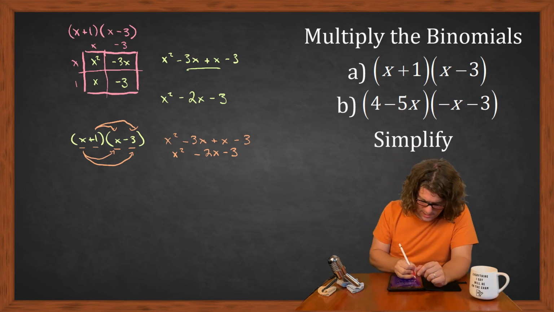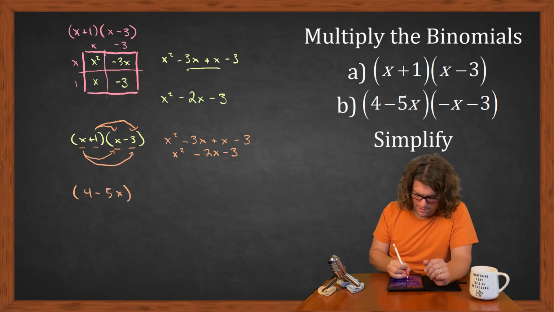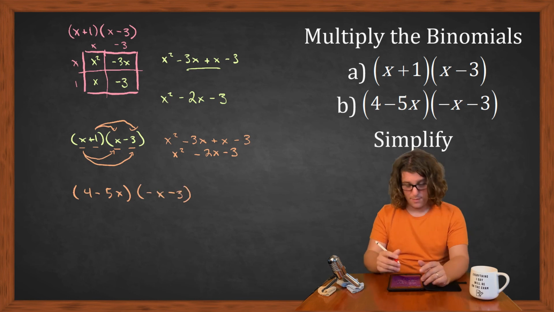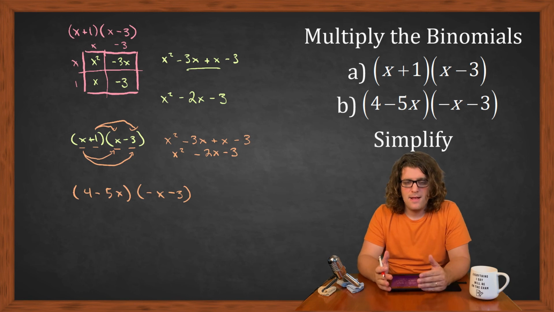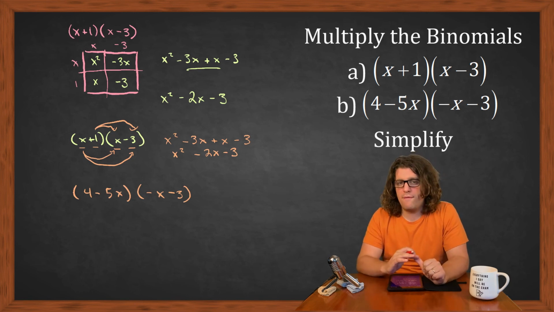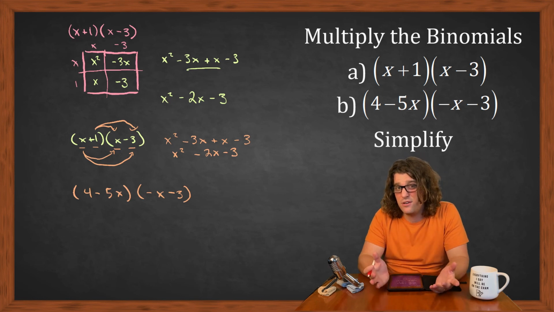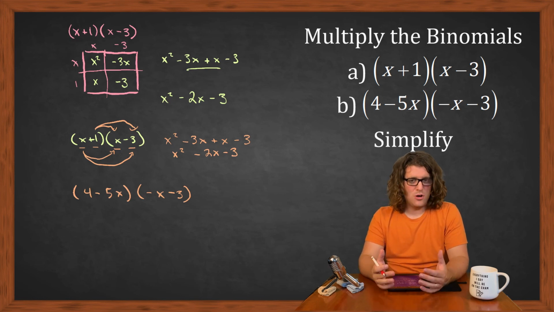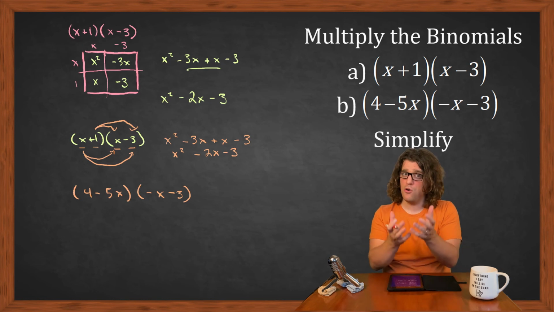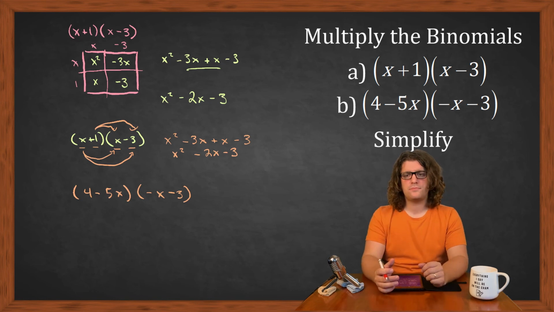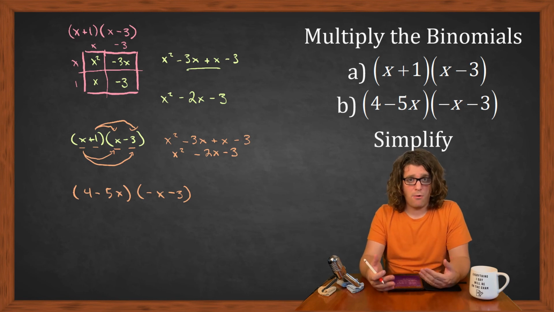The second one is much the same, except it's got a little more pizzazz to it. But if we really are set on interpreting things as every term in the first bracket multiplies every term in the second bracket, then it really doesn't matter the order of those terms, the sign of those terms, or whether they have an x in it or not. As long as we're comfortable with multiplying monomials, which is what we call single terms, then multiplying binomials is just a few of those in a row.